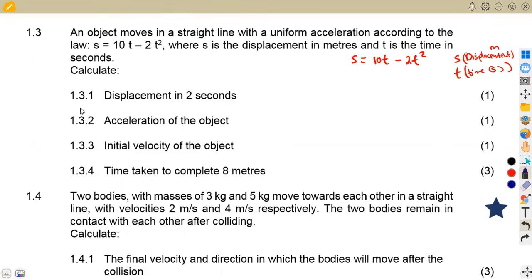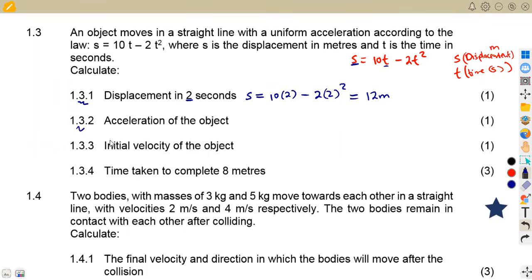The question is to calculate, on 1.3.1, the displacement in 2 seconds. Take note, we are given the time and the formula for displacement, S equals 10t minus 2t squared, T representing time. So you simply substitute 2 in place of T. Our displacement S equals 10 multiplied by 2 minus 2 into 2 squared. If you simplify properly on your calculator, you are going to obtain 12 meters.